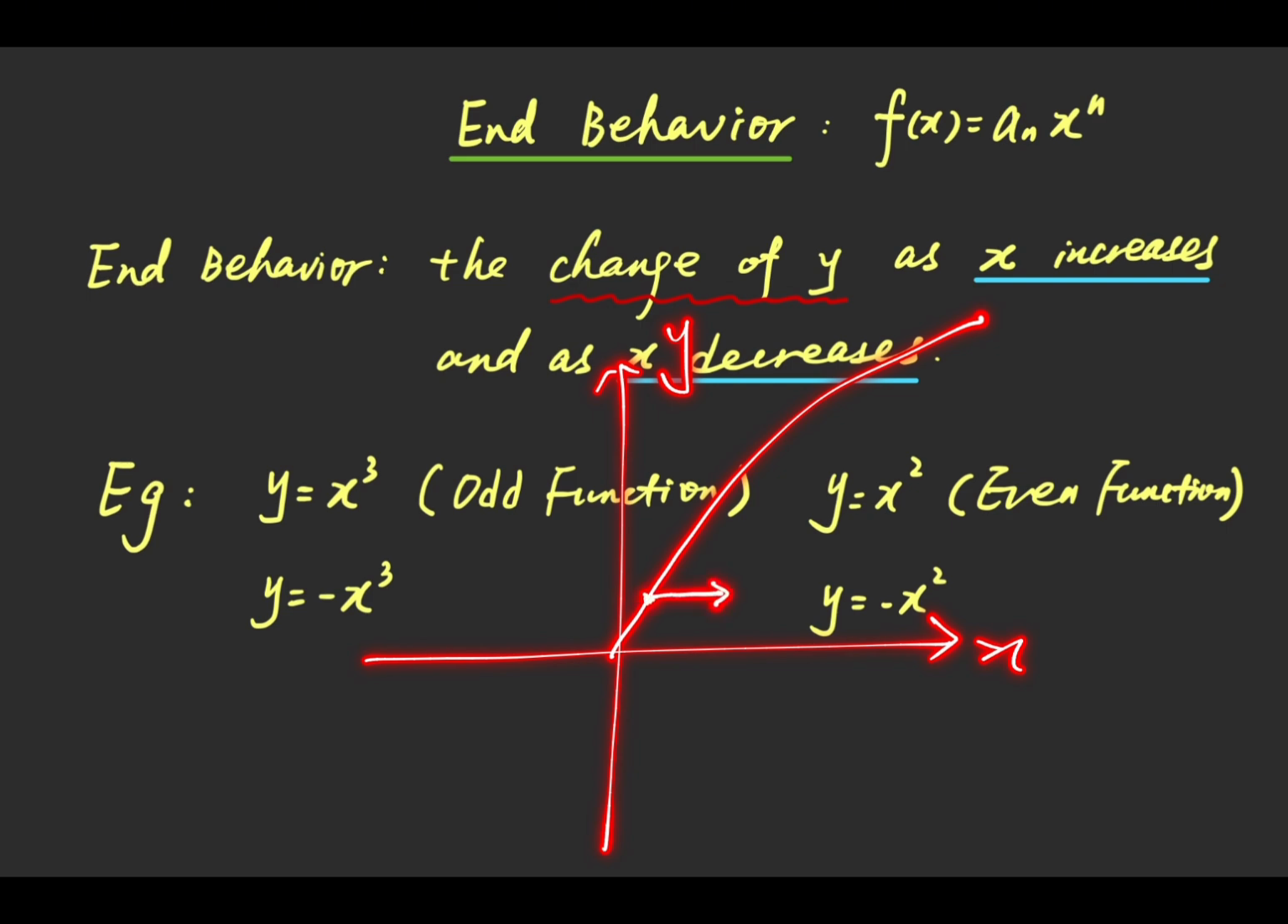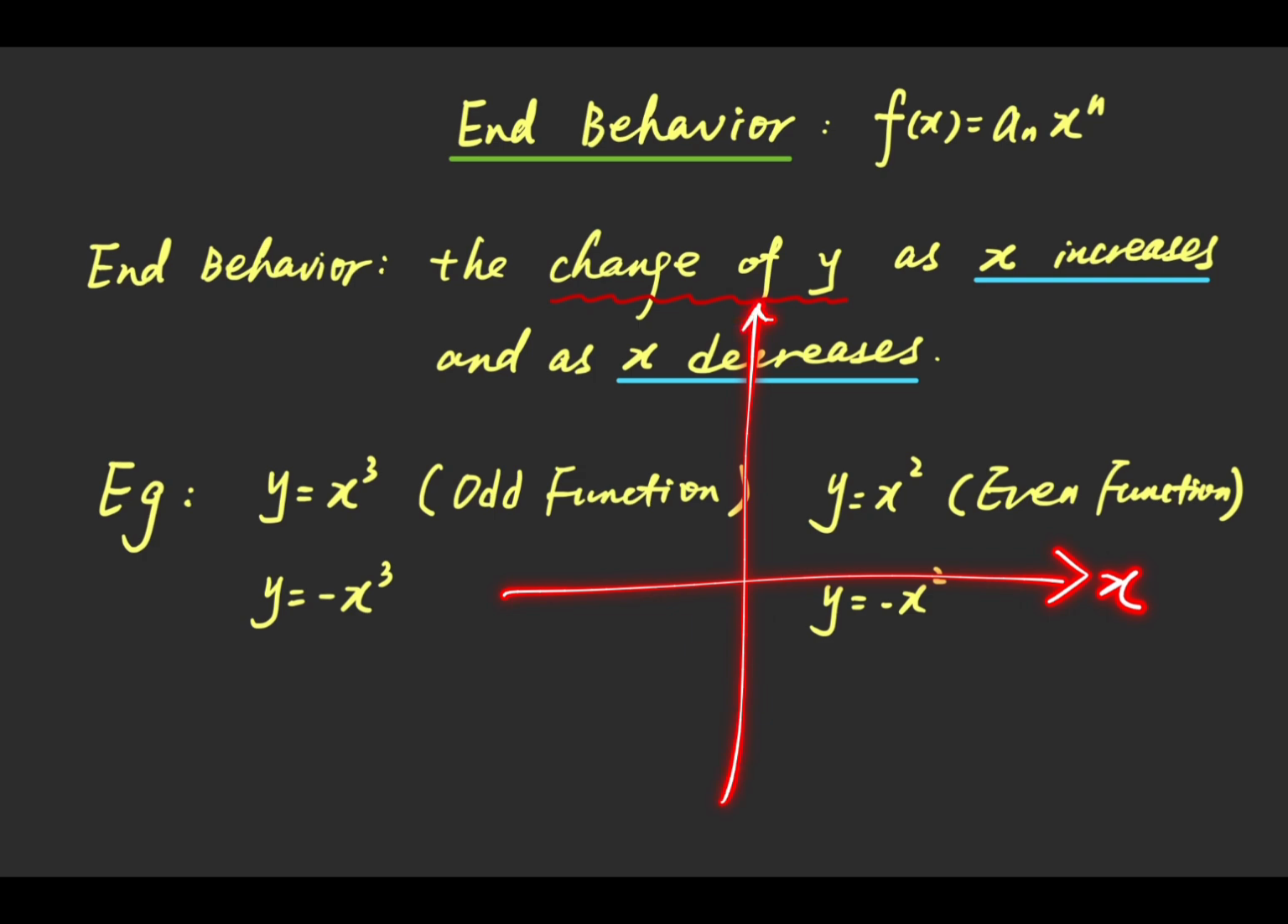For this point, this is x1, this is y1. Next, this is x2, this is y2. We say, from this point A to this point B, x increases. We want to know the change of y. Here, y1 changes to y2. Obviously, y also increases. This discussion is so-called end behavior.